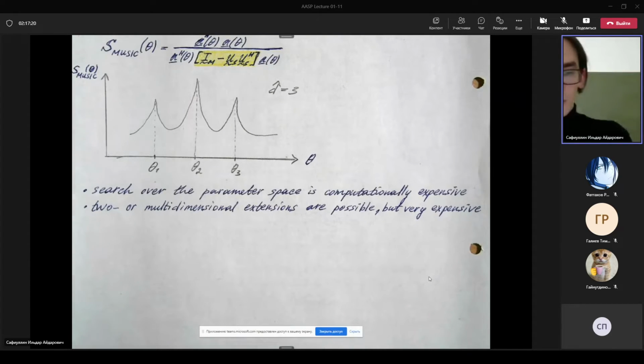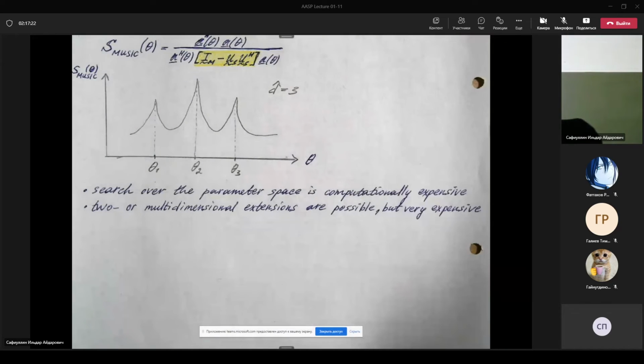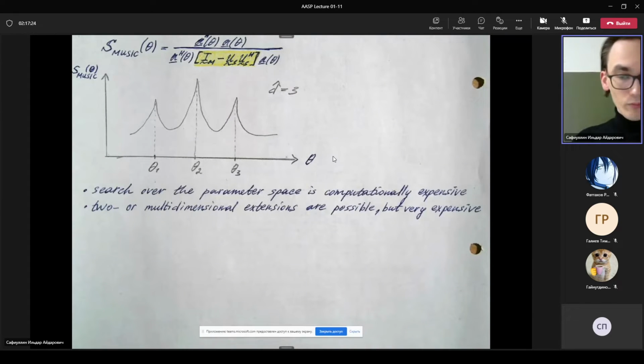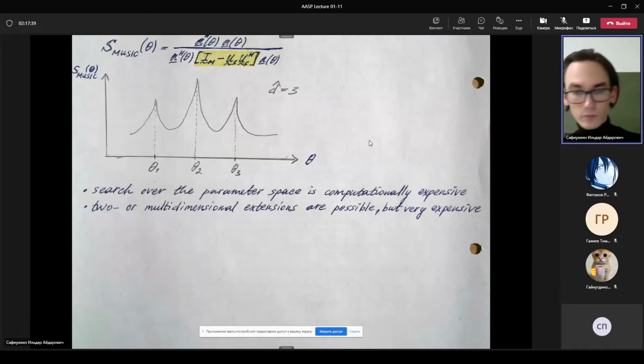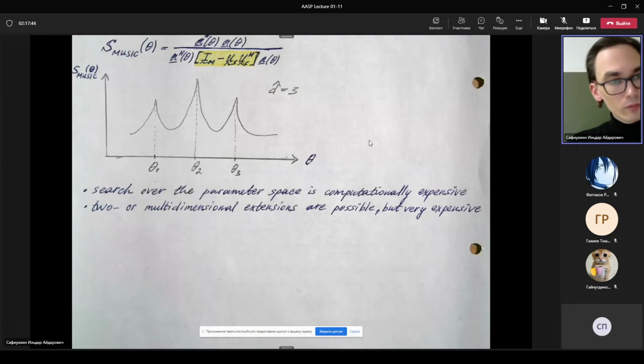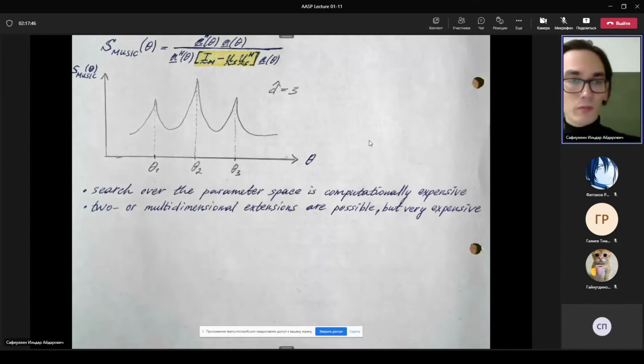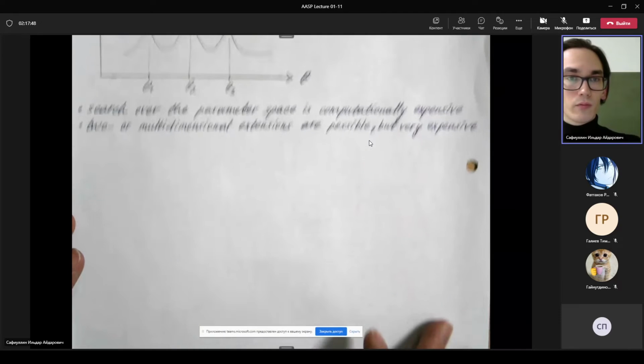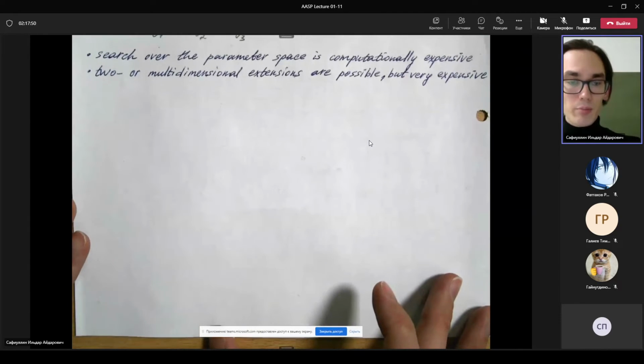So I think that's all for spectral MUSIC. And then we can go to what we mean when we talk about a uniform linear array. So let's write down an example.